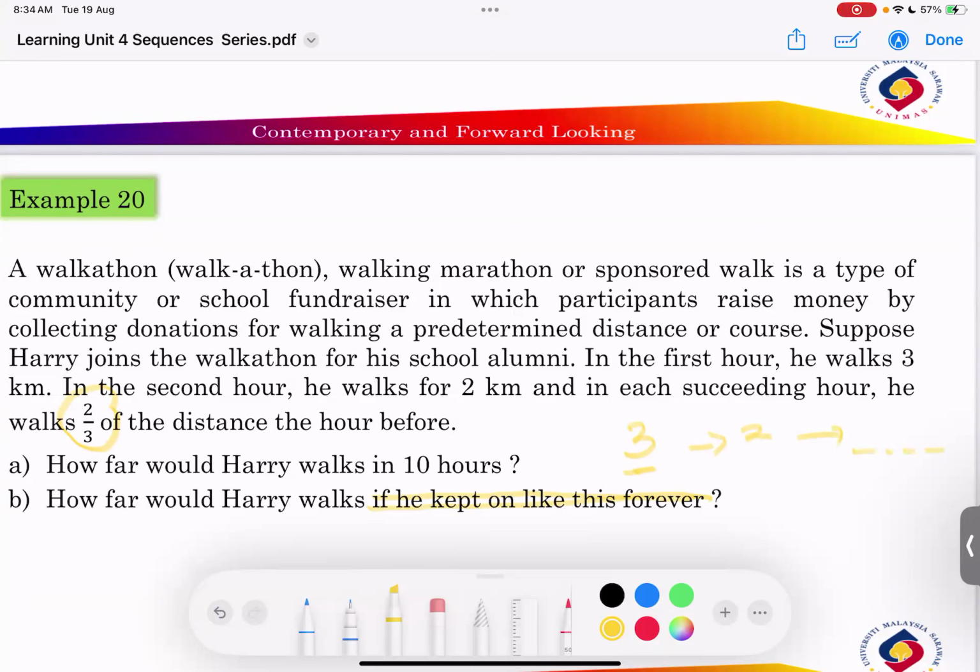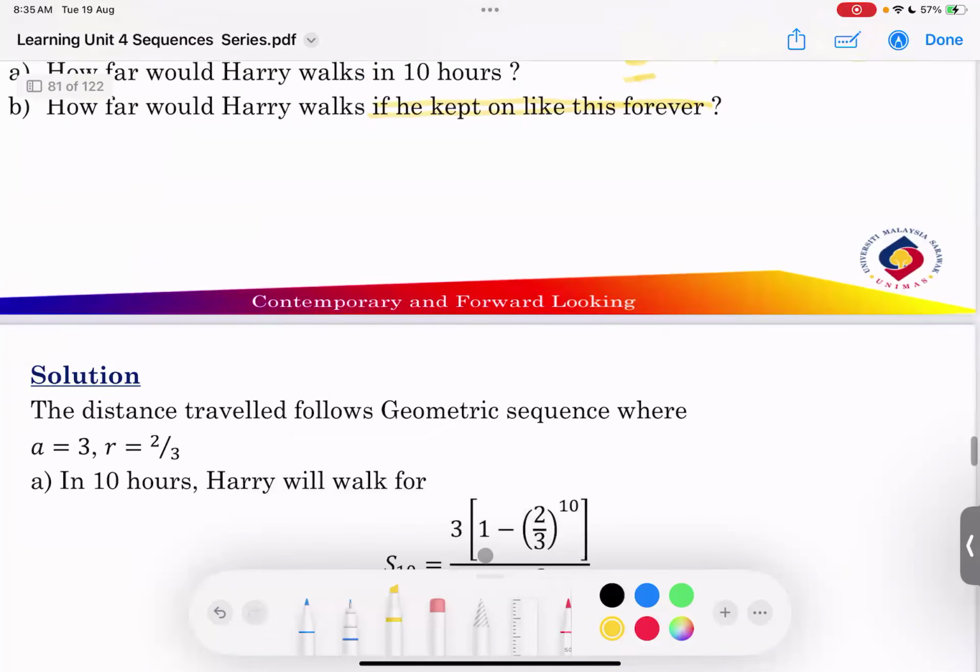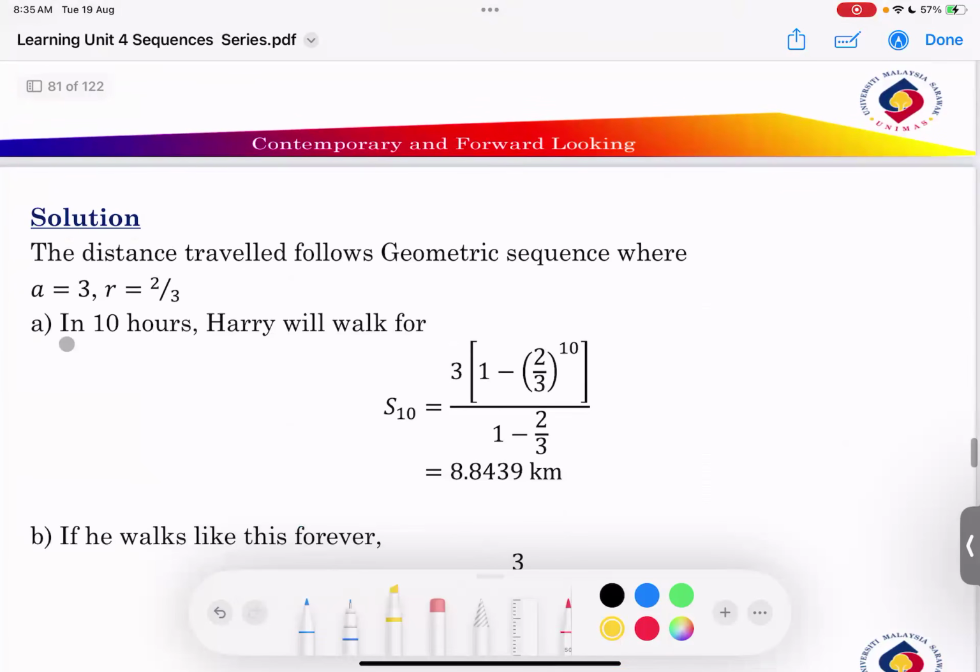Okay, so what kind of formula are you going to use to solve this question? Okay, right, let's see this one. So the solution for this one is, for the first one, in 10 hours Harry will walk for, so the sum of 10 hours within the whole entire 10 hours, how far he can walk, if we use this formula. So 3 and then 1 minus this one, r, okay, is power of 10. Why do we use this formula? Because this r is less than 1, okay?